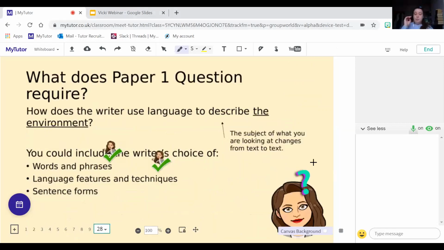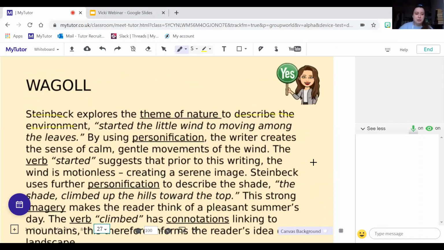What I've also done within this is tick off the words and phrases bullet point. You can do that really easily with this one. That's just focusing on individual words. So I've focused on "started," and I've focused on "climbed." I've said verbs, I've talked about connotations, and I'm bundling two into one, and it's a really nice way to be efficient about it.